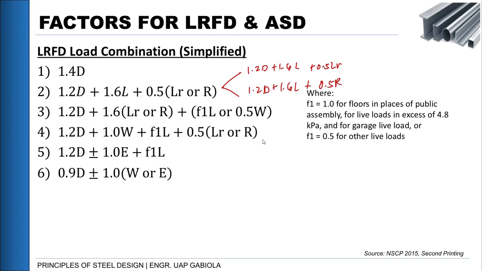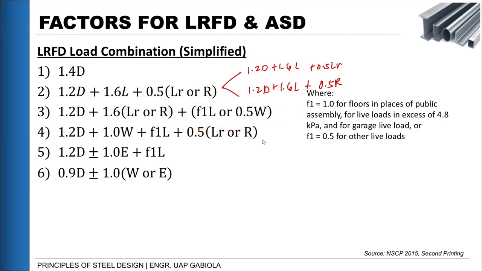So the roof live load and rain load should not be combined according to this combo. That is what load combo number 2 is saying. For combo number 3, as you can see, in the second and third terms, there are two load effects that are interchanged.